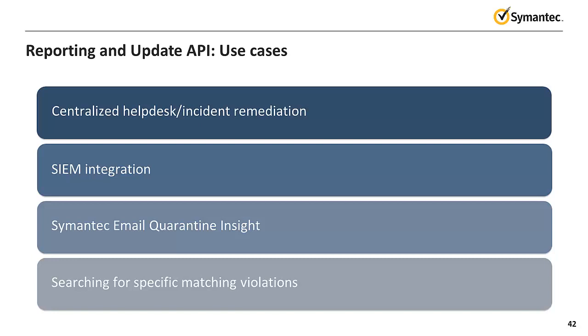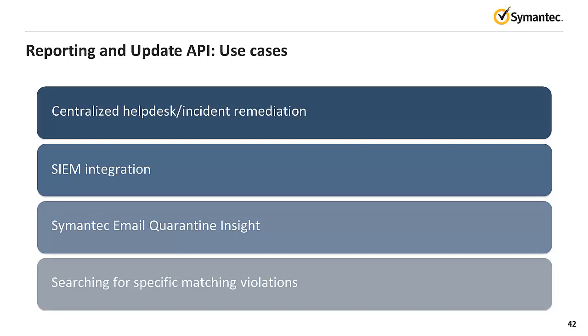For customers with sophisticated and centralized incident response workflows, it is possible to triage DLP incidents along with other types of events. Secondly, SIEM integration. SIEMs capable of consuming SOAP web services can use this API to integrate and aggregate DLP information. Thirdly, Symantec Email Quarantine Insight.